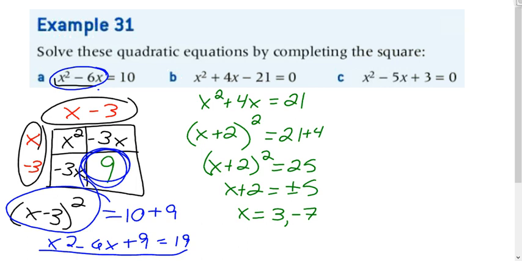Now that one you could have factored, and you'd have gotten to the same answer. Product's negative 21, sum is 4, and then go from there. Where did the 4 come from? Right here. x plus 2 squared is x squared plus 4x plus 4. So I added the 4 on this side, so I add the 4 on that side. Oh, I see. Okay, then the last one.